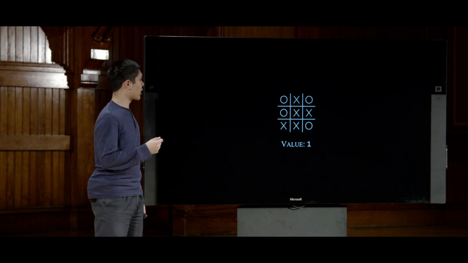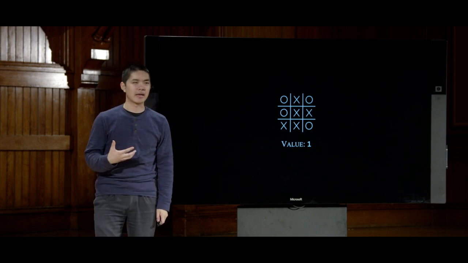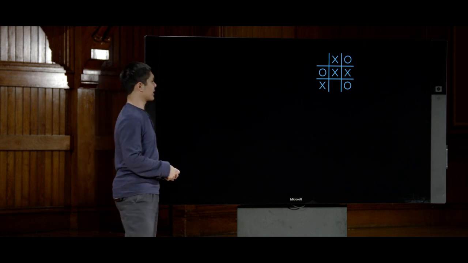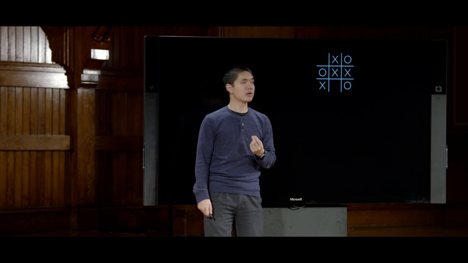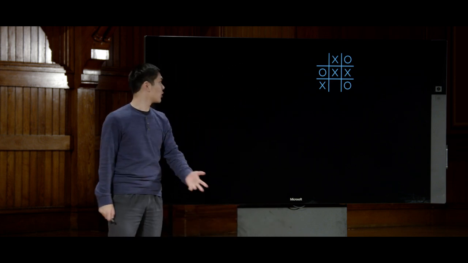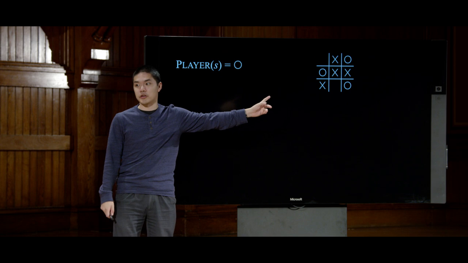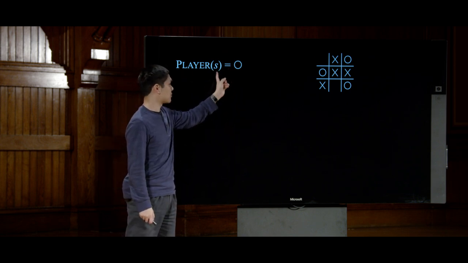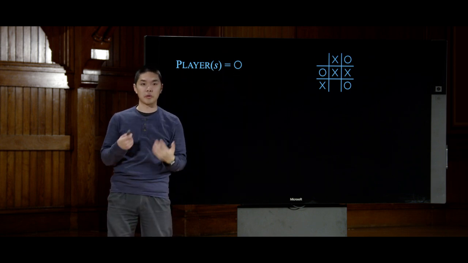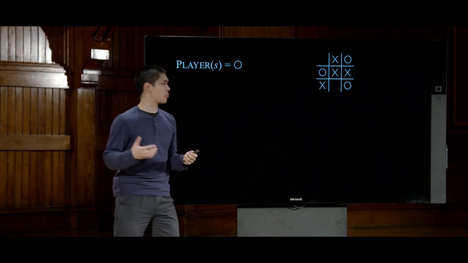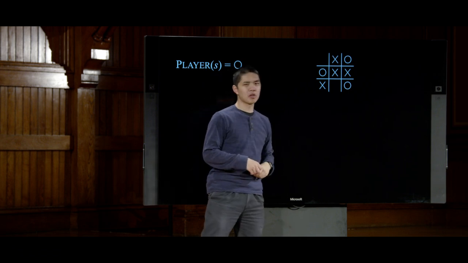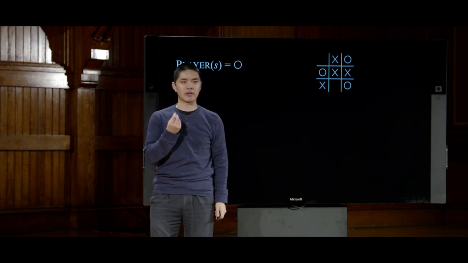Where things get interesting, though, is if the game is not yet over. Let's imagine a game board like this. We're in the middle of the game. It's O's turn to make a move. So how do we know it's O's turn to make a move? We can calculate that using the player function. We can say player of s, pass in the state, O is the answer, so we know it's O's turn to move. And now, what is the value of this board, and what action should O take? Well, that's going to depend. We have to do some calculation here.